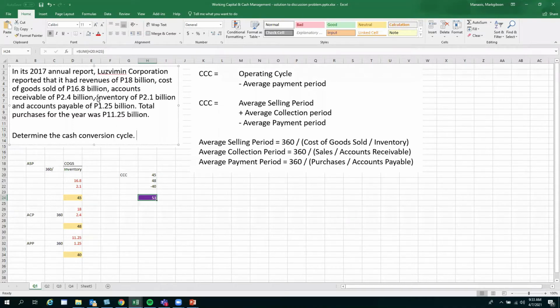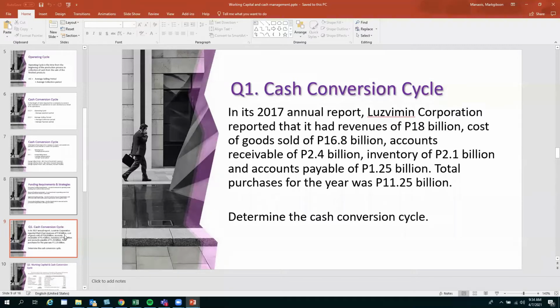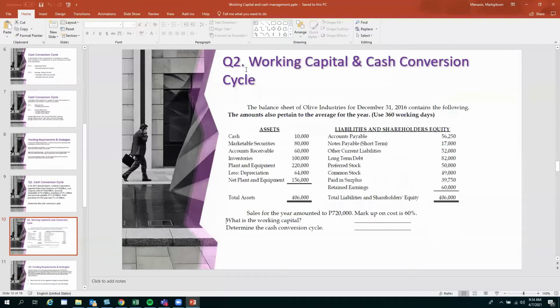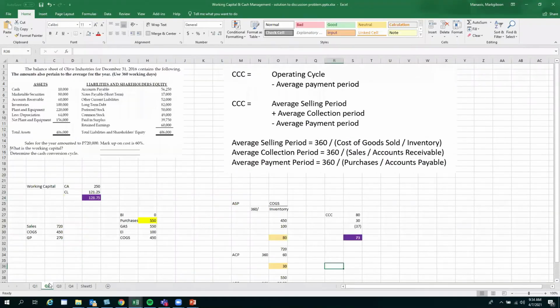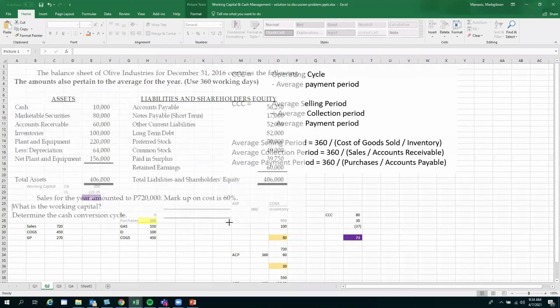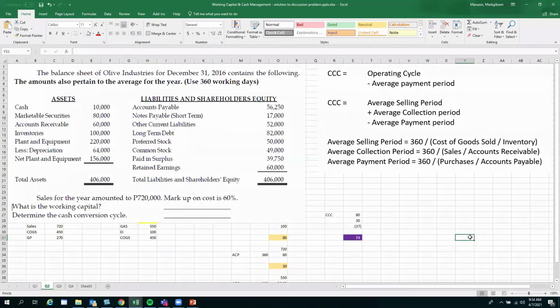So all we need to do is compute it by preparing yung pro forma na income statement. A question muna on cash conversion cycle. Sige, kung wala, let's proceed with number 2. Question number 2 on working capital and cash conversion cycle. O, sige. Punta ako sa question number 2. Laki ko muna to para lang makita nyo yung given.